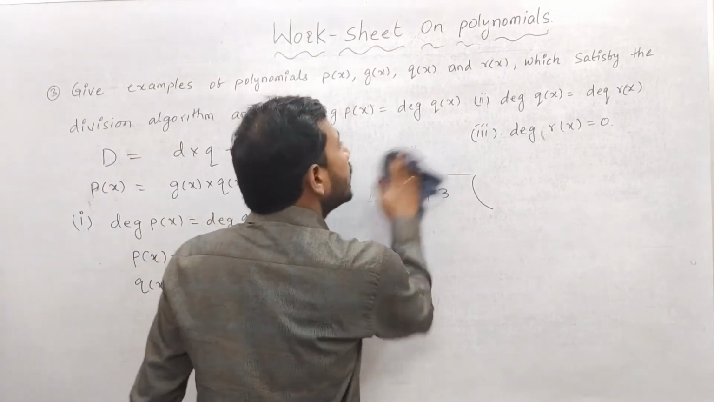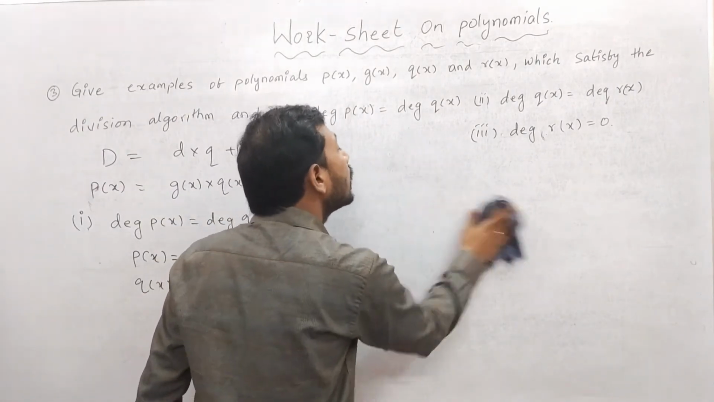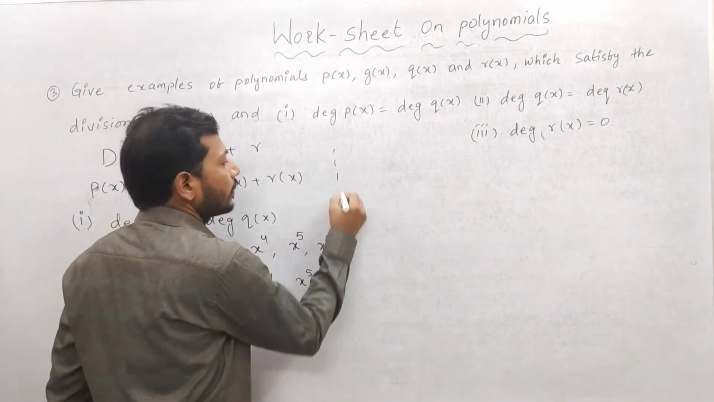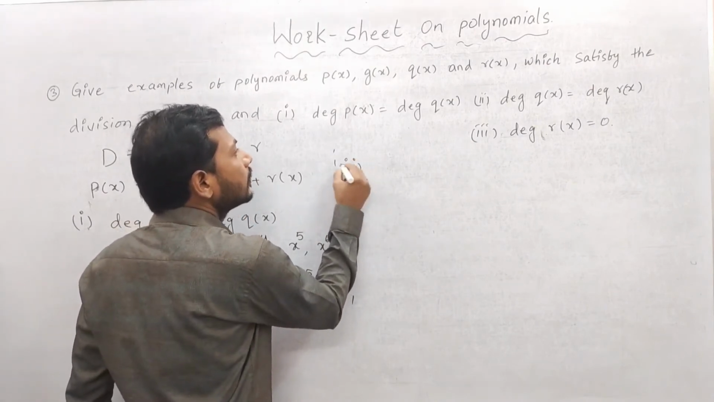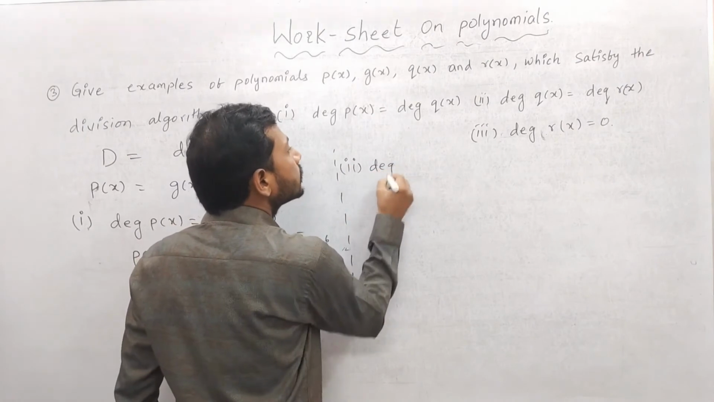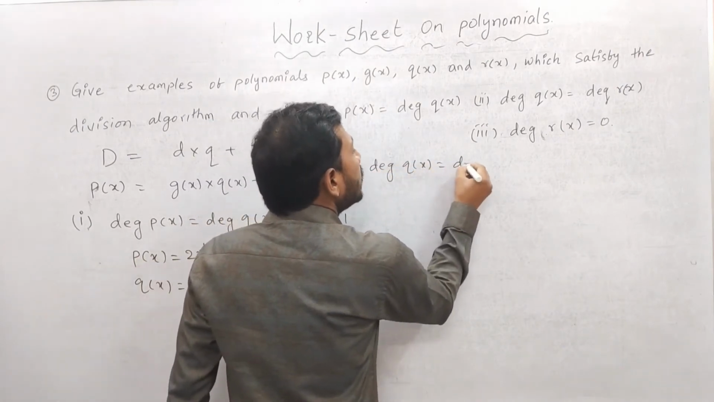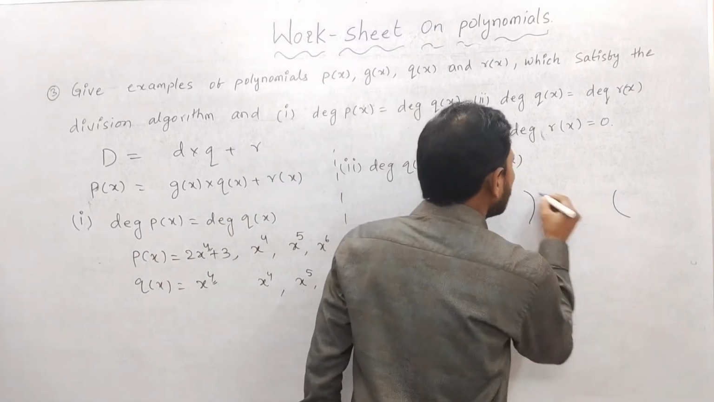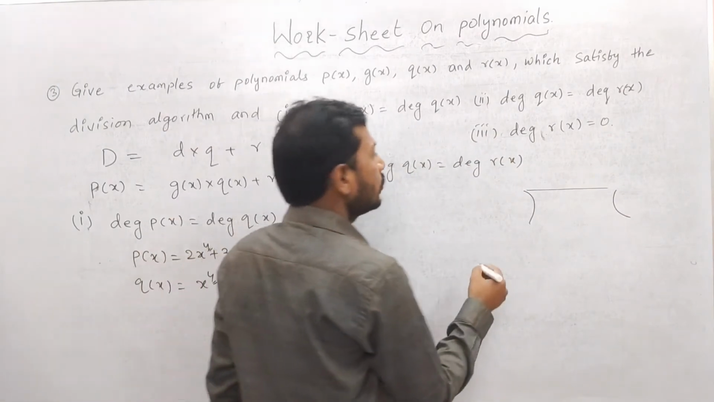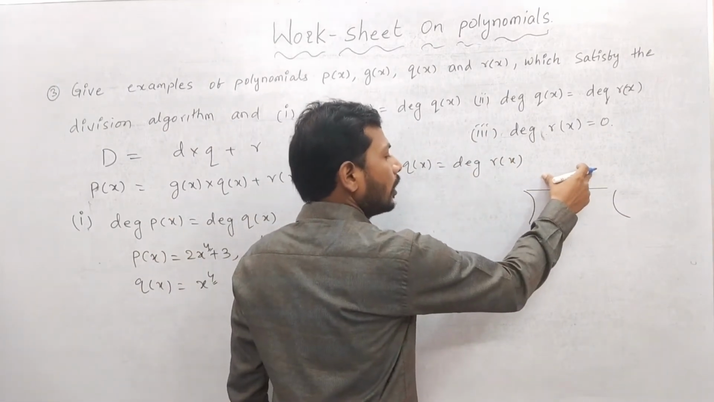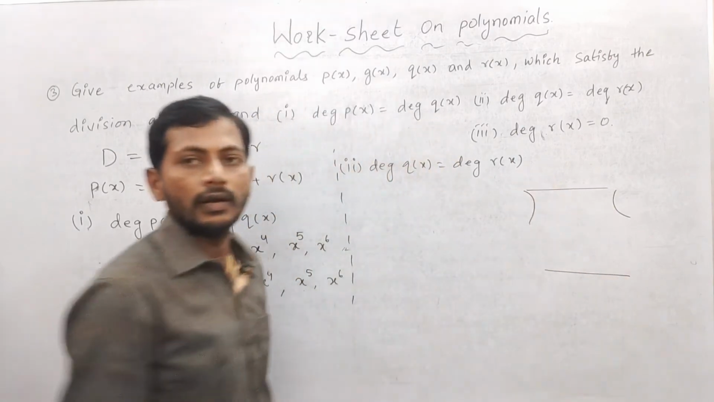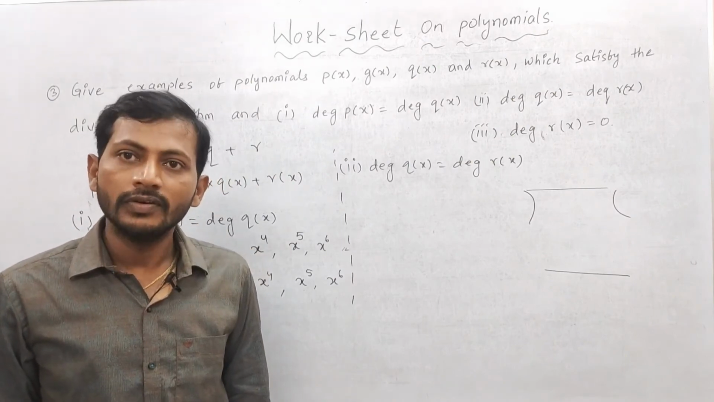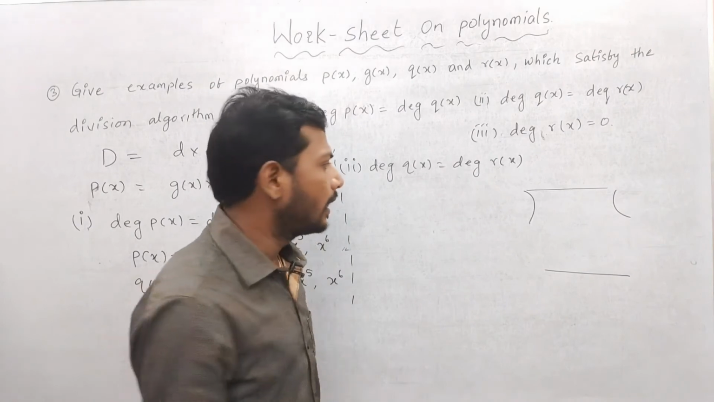The second one is: degree of the quotient and degree of the remainder should be the same. Now you have to think a little bit here. What is the second question, children? Degree of quotient equal to degree of remainder. Simply make the first trial. Quotient you are going to get here, remainder you are going to get here. Both should have the same degree.